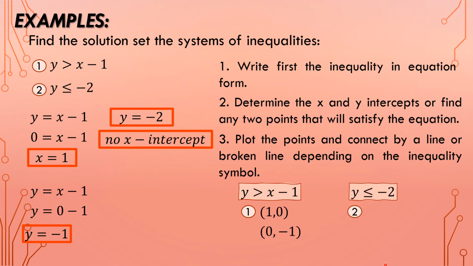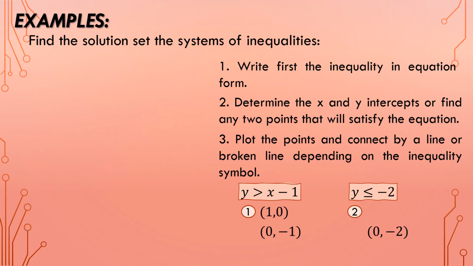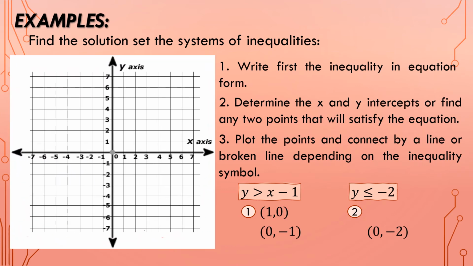Next, for the second inequality, again, there is no x-intercept, so proceed tayo sa y-intercept, so that is 0, negative 2. So let us now proceed on the third step, plot the points. So dun muna tayo sa first inequality, 1, 0, 1 of x and 0 of y. So, dito natin ipa-plot yung point. Next, 0, negative 1, 0, negative 1 of y. And then, connect the points. Since ang given nating inequality dito ay greater than, walang equal sign sa baba, therefore, we will have the broken line. For the second inequality, again, there is no x-intercept.